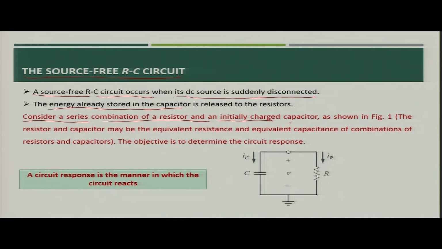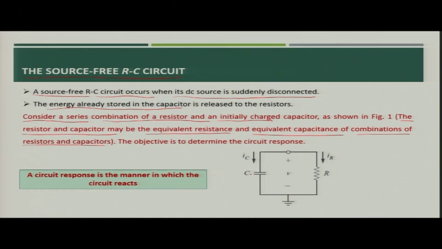So, we will see how the energy stored in the capacitor will be released through the resistor in the circuit. Now you will see that in the figure shown in this slide, the resistor and capacitor appear as a single one, but it can be the equivalent resistance or equivalent capacitance of a combination of resistors and capacitors.